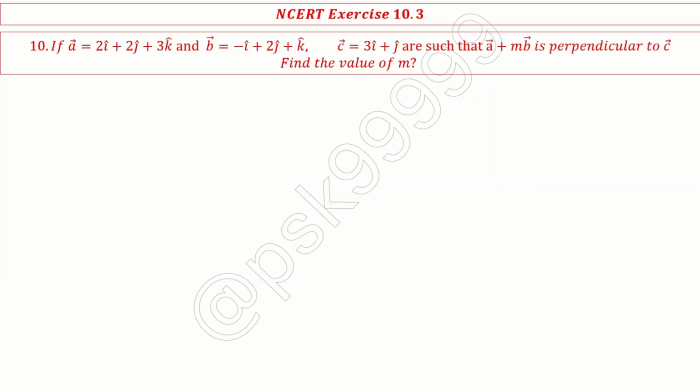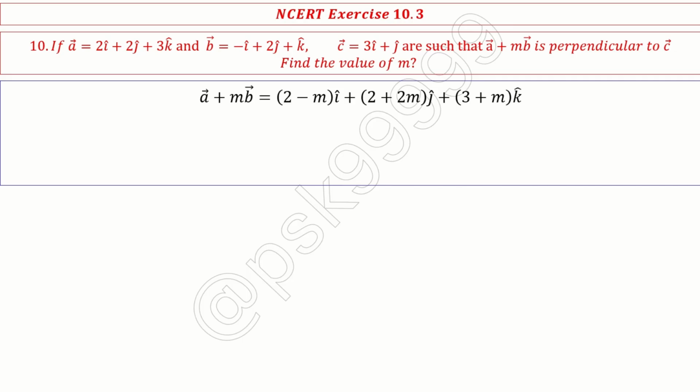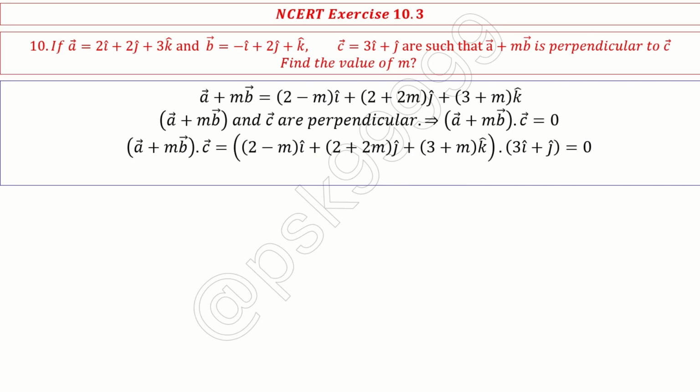Okay, next. A is given, B is given, C is given, and such that A plus MB is perpendicular to C. Then what is the value of M? So simple, first write A plus MB. Okay, this is A plus MB, and then A plus MB is perpendicular to vector C. So scalar product is 0. Now you multiply, and each term should not be 0. It's not one term, right? The sum of all these terms should be 0. Okay, which means 6 minus 3m plus 2m equal to 0, or m equal to 8.